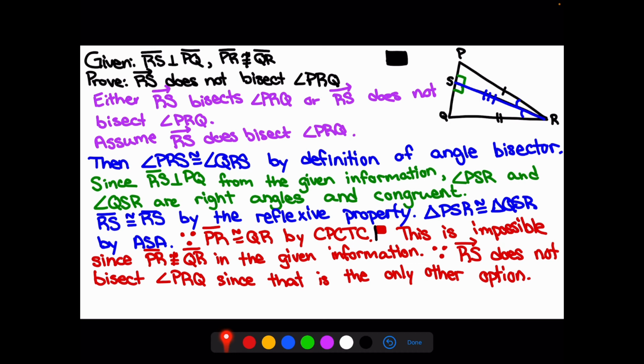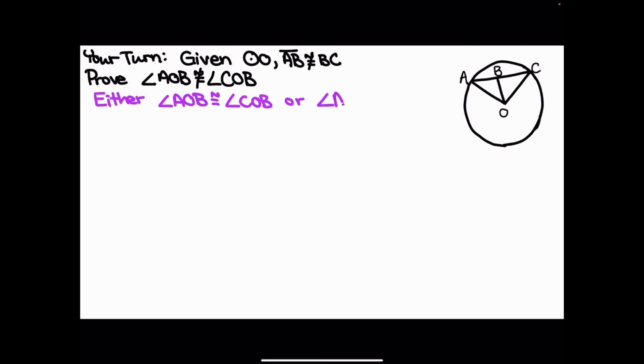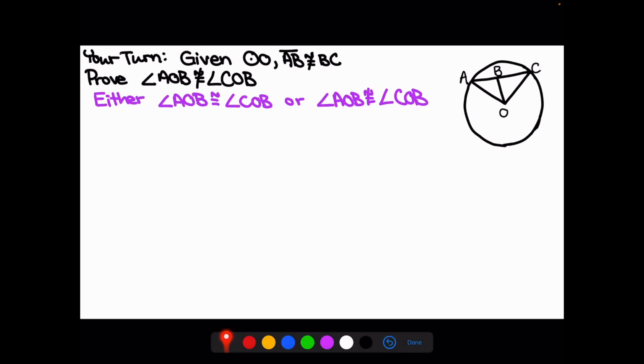All right, time for our final one. Given circle O and AB is not congruent to BC, we want to prove that angle AOB is not congruent to angle COB. So, to get started on this one, go ahead and pause the video, try this one out, and then we'll do it together in just a minute. So, starting off on this one, we have two choices. Either angle AOB can be congruent to angle COB, or angle AOB is not congruent to angle COB. We're going to assume the opposite of what we're trying to prove.